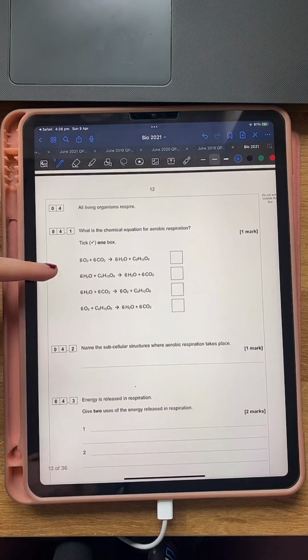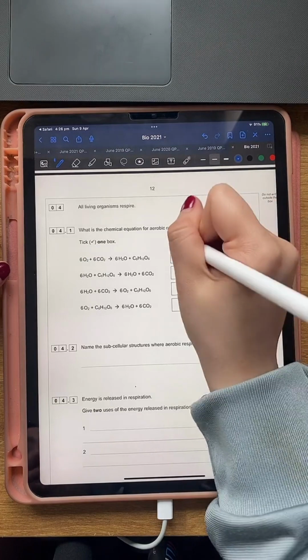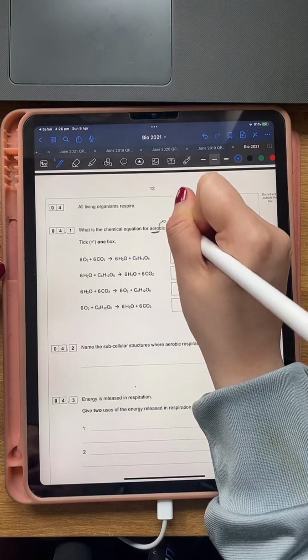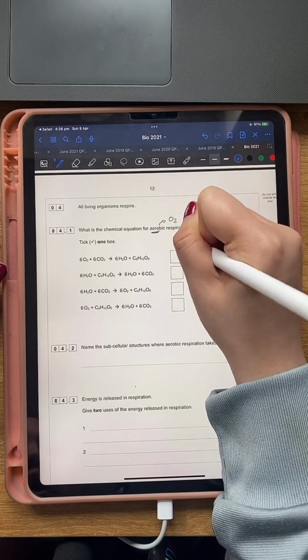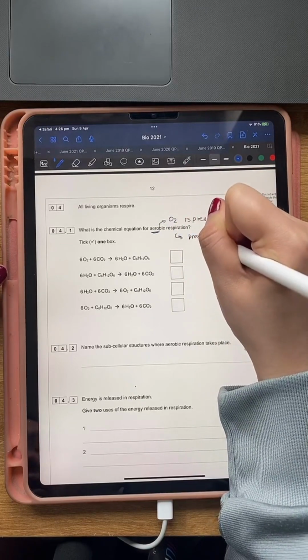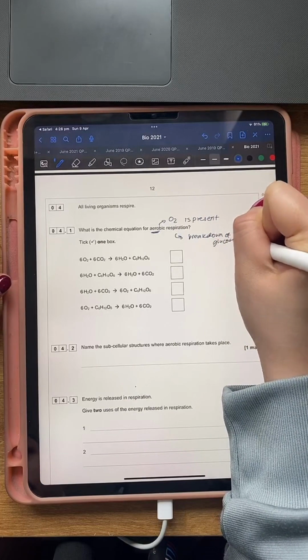All living organisms respire. What is the chemical equation for aerobic respiration? So we know we want aerobic, meaning oxygen is present. And respiration is breakdown of glucose. So we just need to find the one that has oxygen and glucose in the reactants. And that would be the last one. That's right.